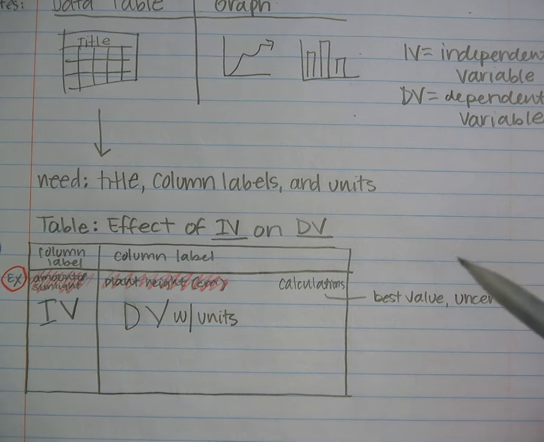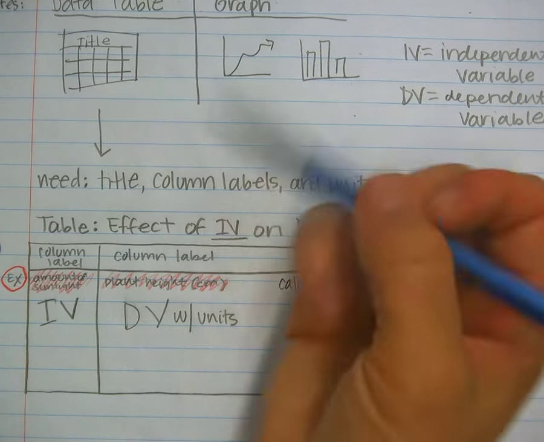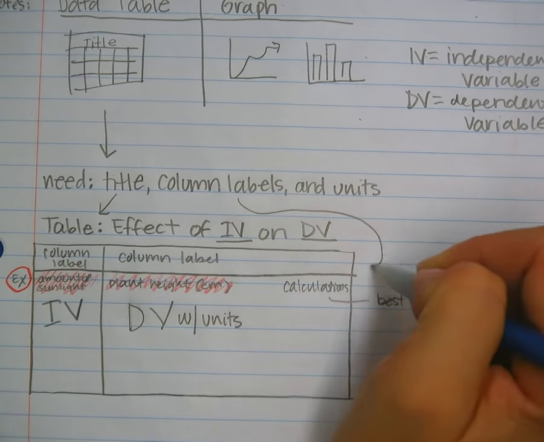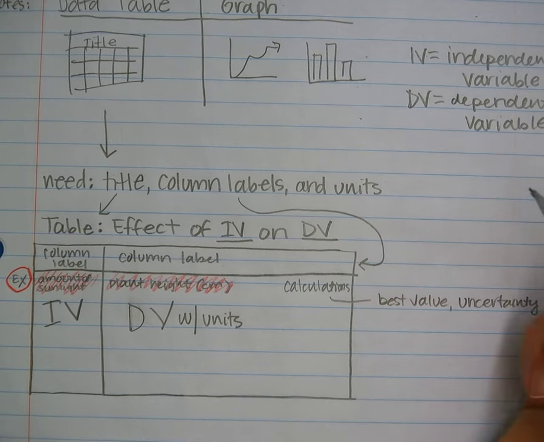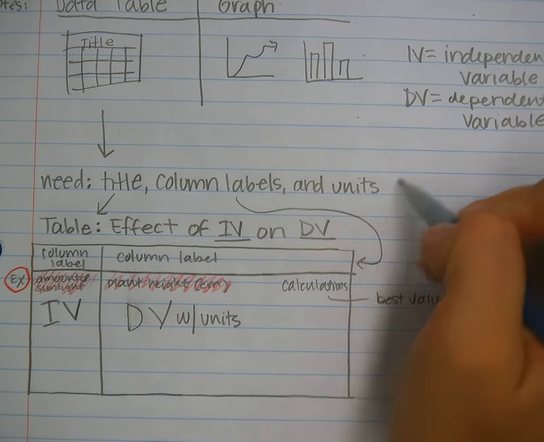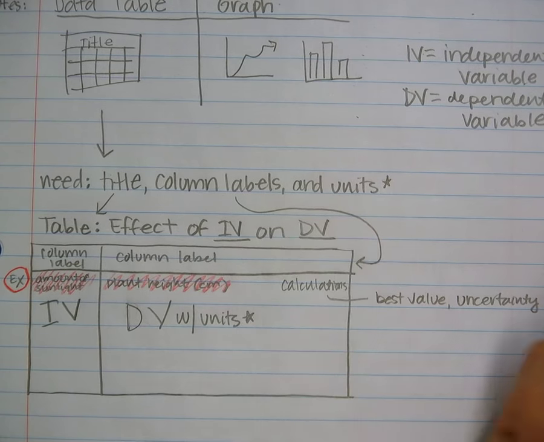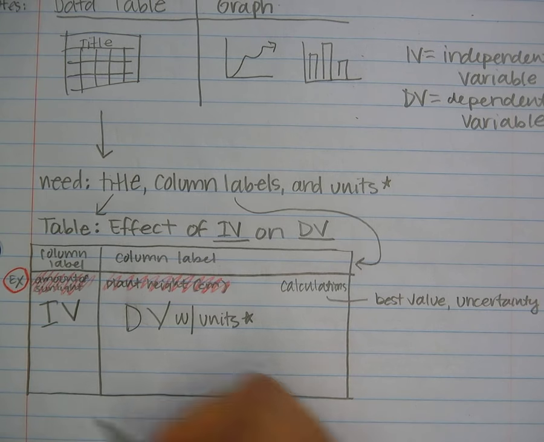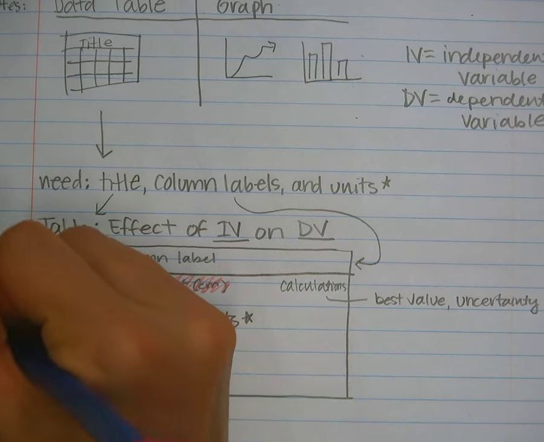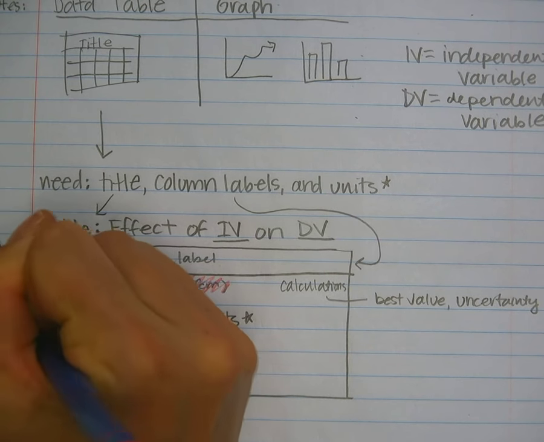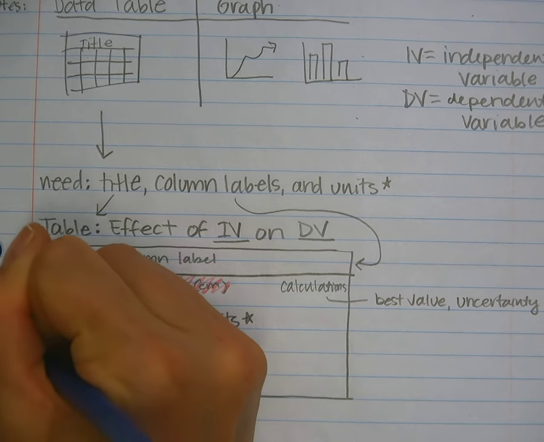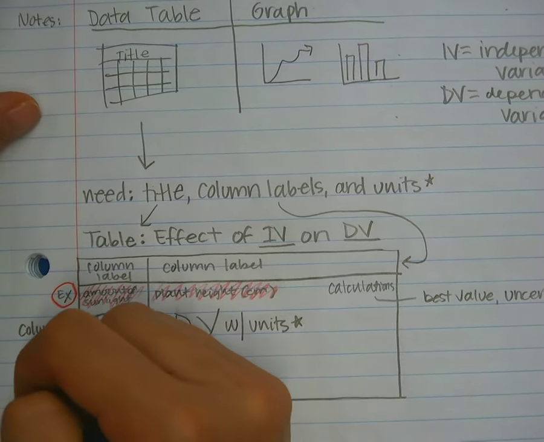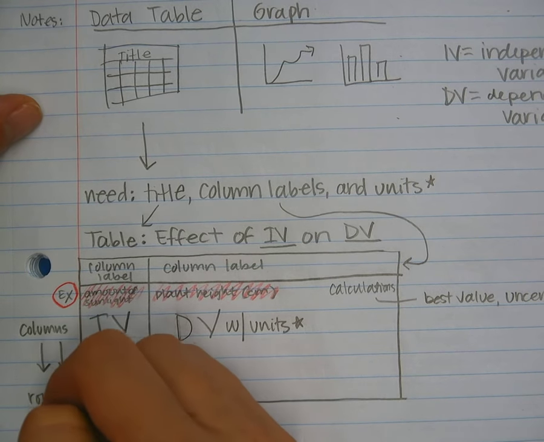Okay. So my data table now has a title, the column labels are here, and then the units are right here. It is important to know that looking at a data table, the columns are what run up and down, and the rows are what go side to side.